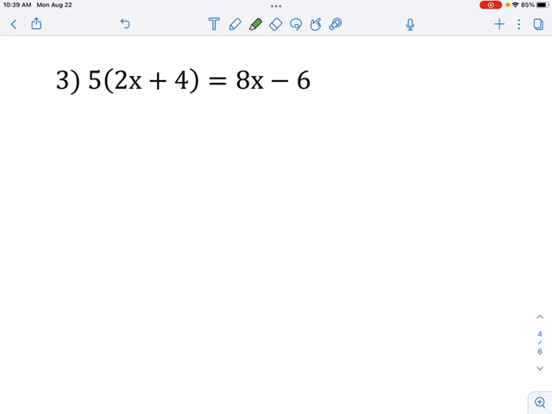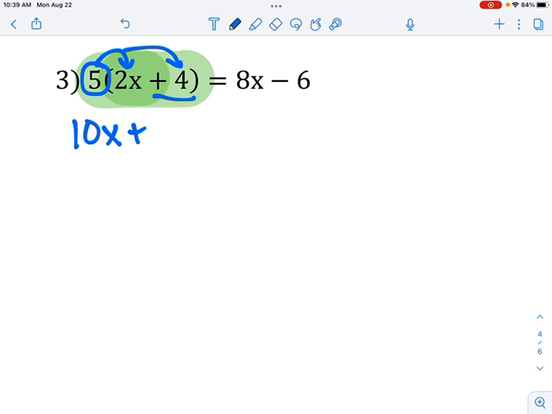Okay, on number 3, the first thing you should recognize is you have some simplifying to do. So we have the distributive property here on the left. So the first thing I'm going to do is I'm going to take 5 times 2x, that's 10x. Then I'm going to go 5 times 4, that's 20, and that equals 8x minus 6.